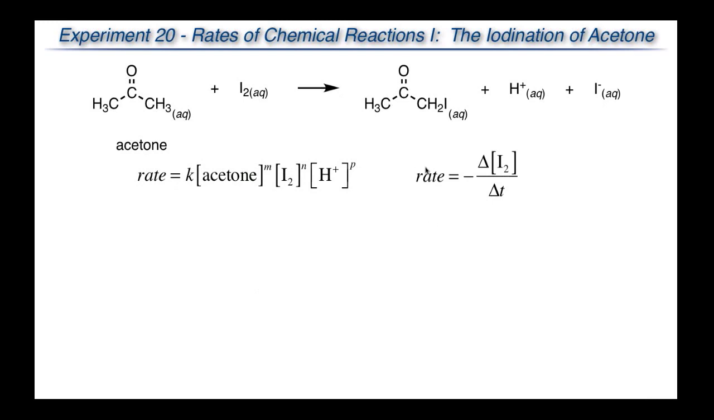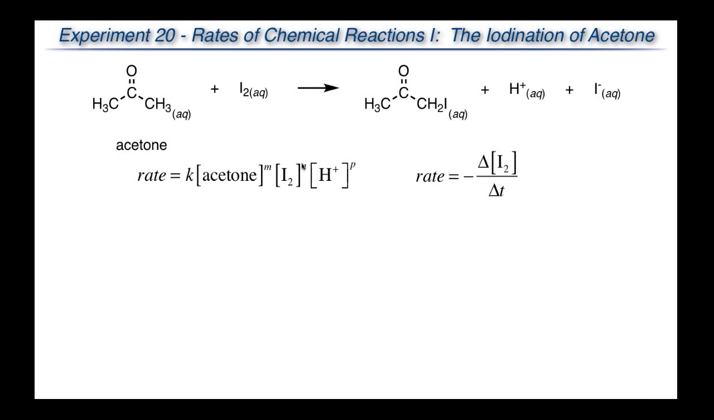Also recall from lecture that we could express the rate mathematically as the negative change in the concentration of one of the reactants, in this case iodine, divided by the change in time. Now iodine makes a really good metric in this case because it's colored as I2, and then in the products as I minus, it's not colored. So we can visibly determine when the reaction is done just by looking for a loss of color.